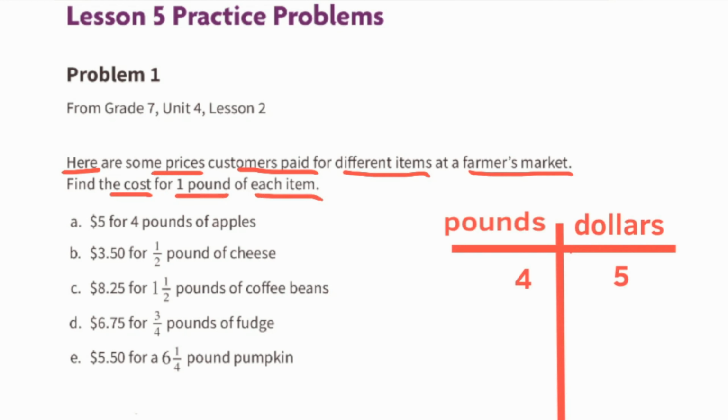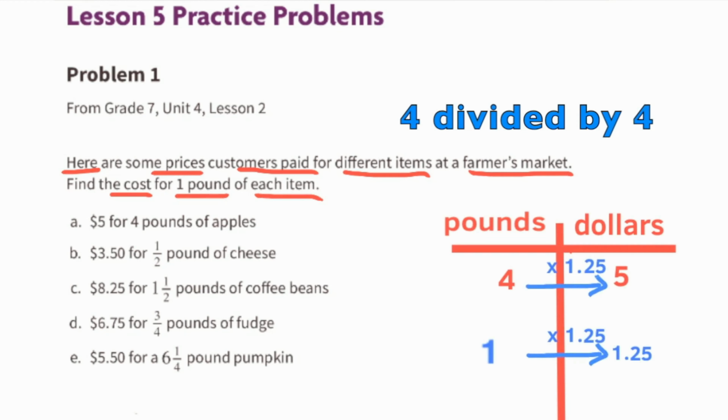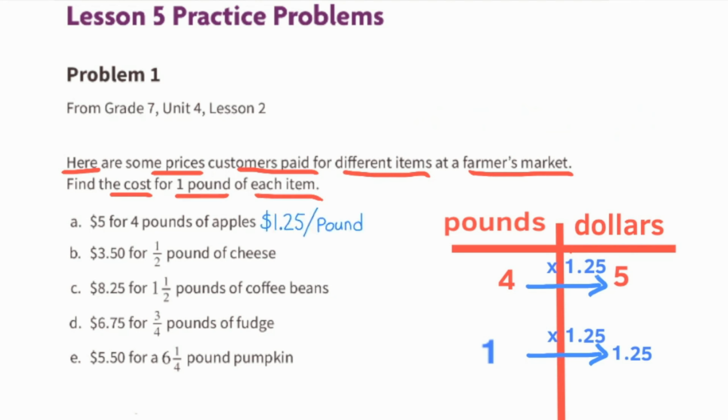A. $5 for 4 pounds of apples. 4 pounds of apples divided by 4 equals 1 pound of apples. $5 divided by 4 equals $1.25. So apples are $1.25 per pound.